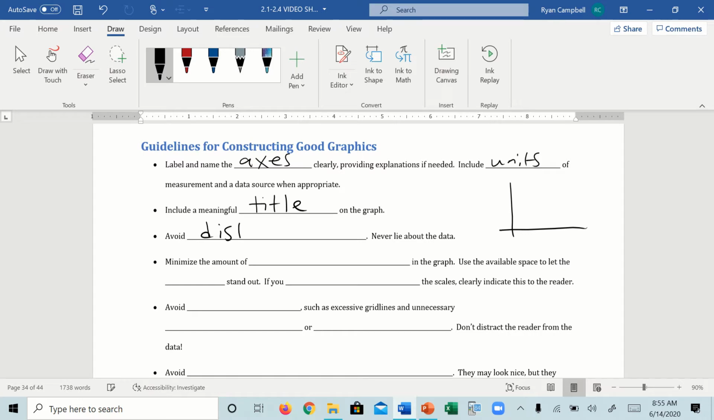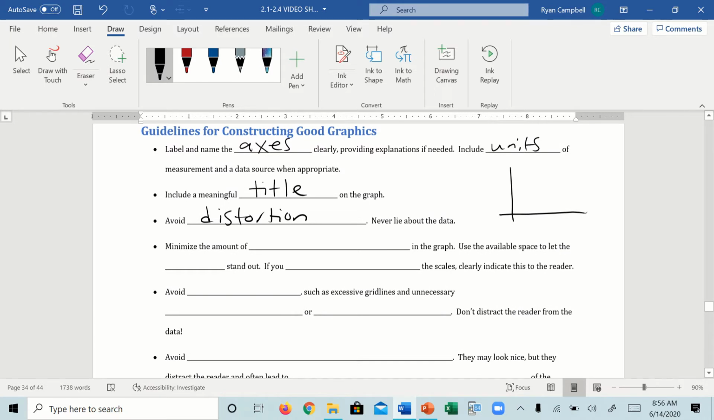Super important, make sure to avoid distortion. So don't lie about data. There's a couple different ways we can do that, and we'll talk about a little more later on. But yeah, just flat out lying about your data, that's not great, obviously.